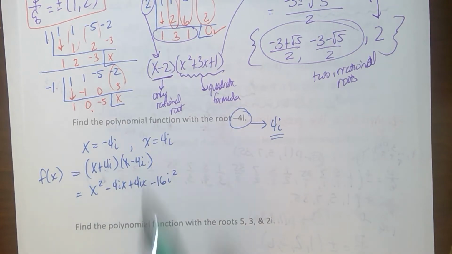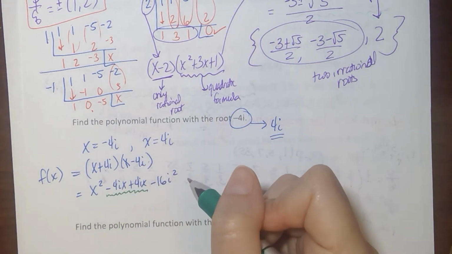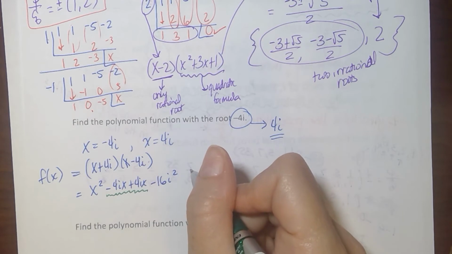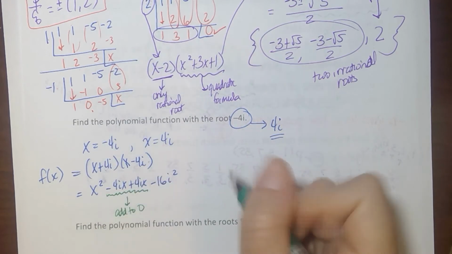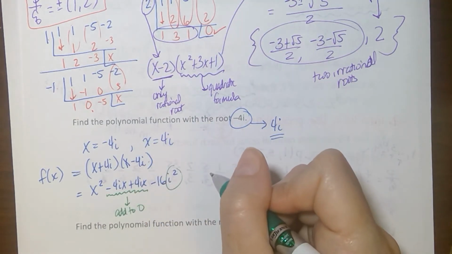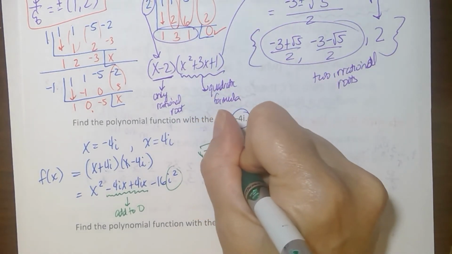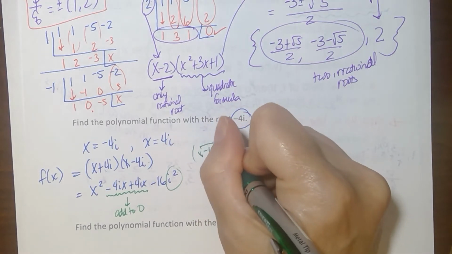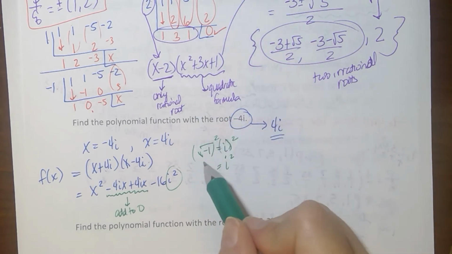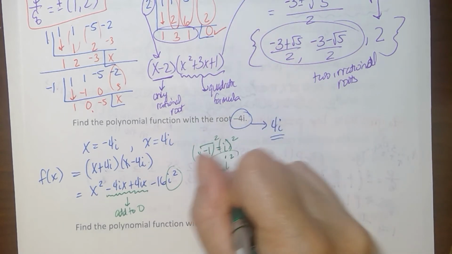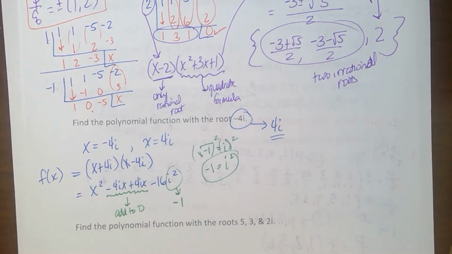Now let's see what happens. My outside and inside products are going to add to 0 every single time when I'm multiplying conjugates. I squared, we never leave i squared. Think about this. The square root of negative 1 is i. If I square both of those, I get i squared is equal to the square root squared, which leaves me with negative 1. So I always replace i squared with negative 1.